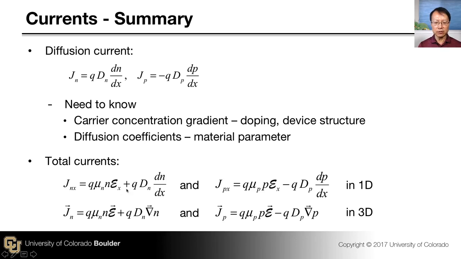So for a one-dimensional case, you can write it like this for electrons, and for holes, likewise. And you can readily extend this to the three-dimensional case by simply vectorizing these quantities. For the drift current, you can just use a vector field. And for the diffusion current, the derivative is replaced with the gradient operator. So this is the general expression for a three-dimensional current density for electrons, and this is a three-dimensional current density for holes in semiconductors.